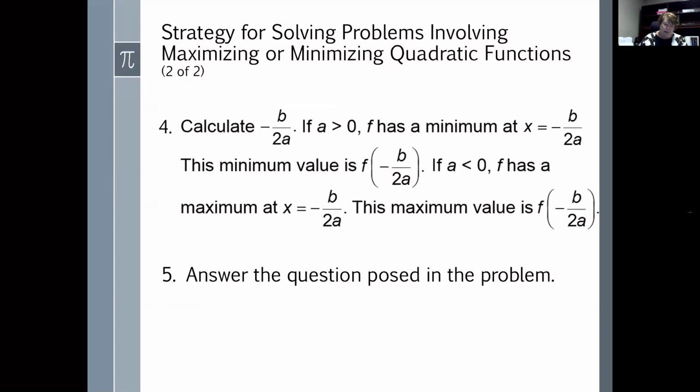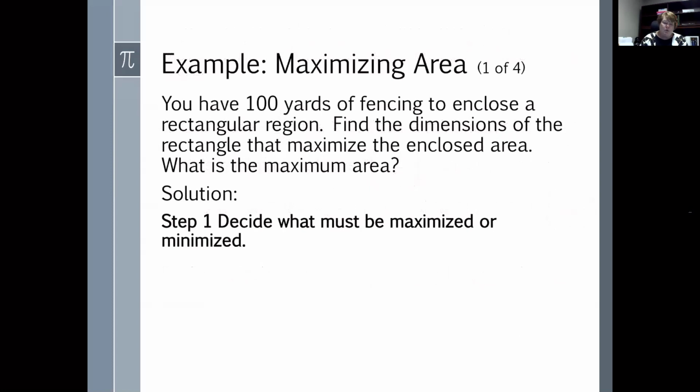All right, so let's look at an example. What we want to do here is maximize the area of an enclosed area. You have 100 yards of fencing to enclose a rectangular region. Find the dimensions of the rectangle that maximize the enclosed area. So they tell you what you're going to maximize. What is the maximum area? This problem's pretty transparent.